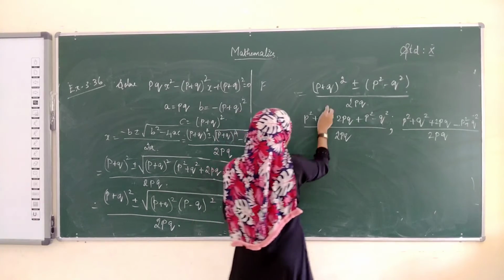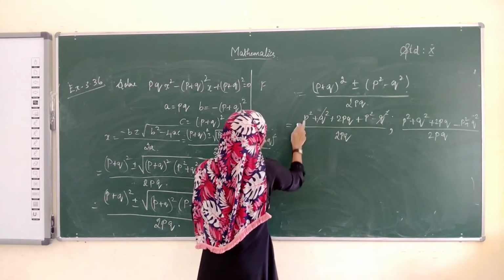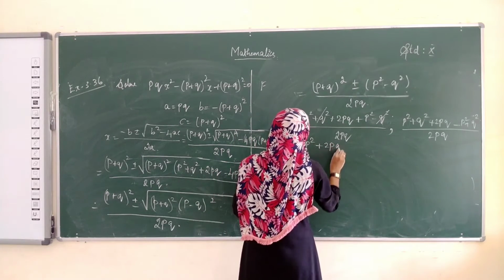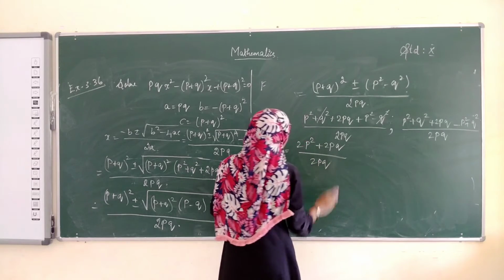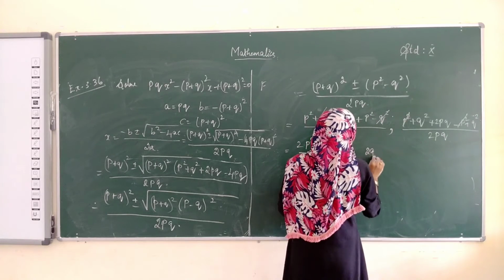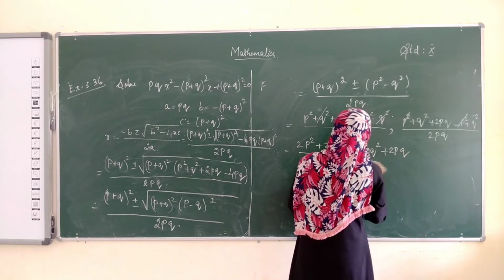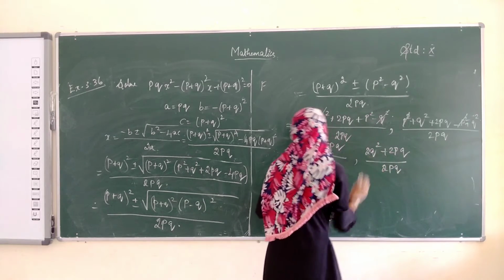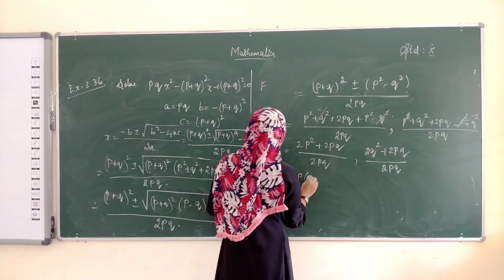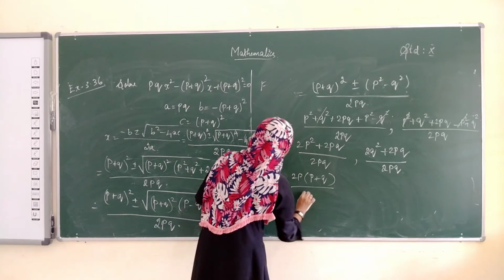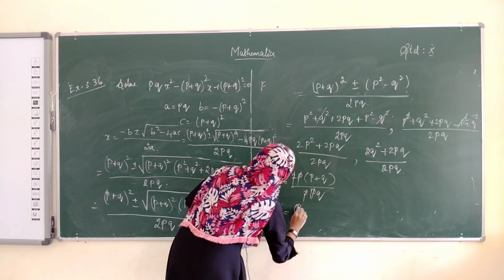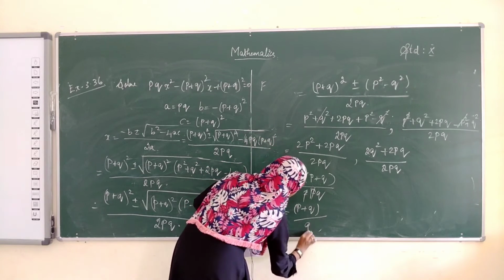Okay. See here, this q square and minus q square get cancelled. So the term here is p square plus p square is 2p square plus 2pq divided by 2pq. And here, p square minus p square gets cancelled. Therefore, 2 into q square plus 2pq divided by 2pq. Now take the common terms. The common term here is 2 into p. Right? The remaining term is p plus q divided by 2pq. We can cancel this. The answer will be p plus q divided by q.